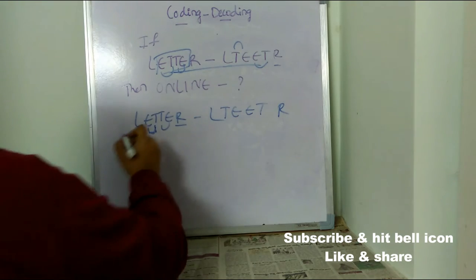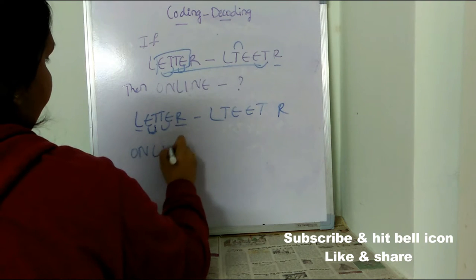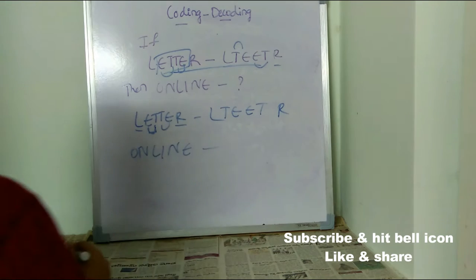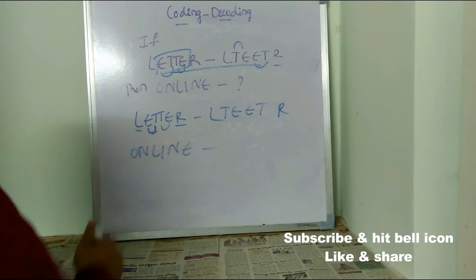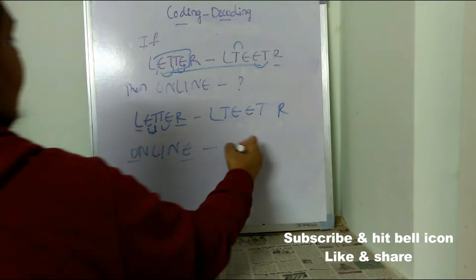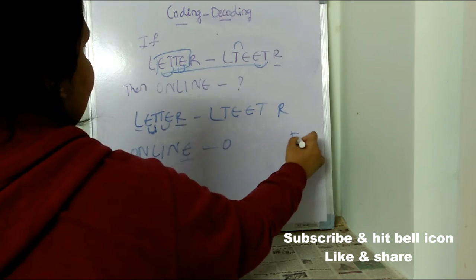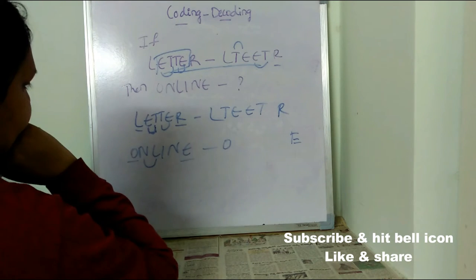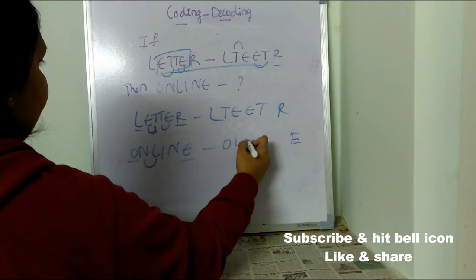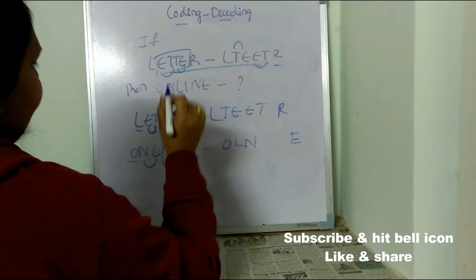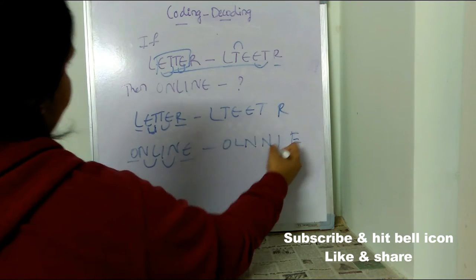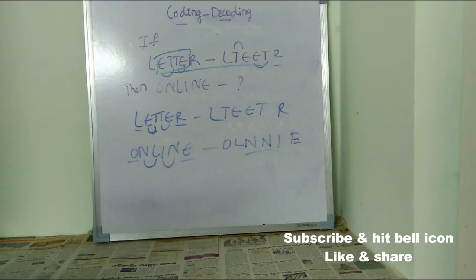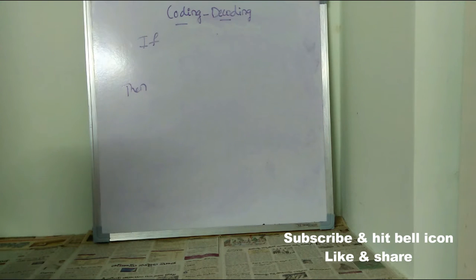So now let's consider online. In online also, we do not change the positions of O and E. Interchange the middle positions: L and N can be written as NL, and IN can be written as NI. So online can be written as OLNNIE. Okay, so coming to the next question.